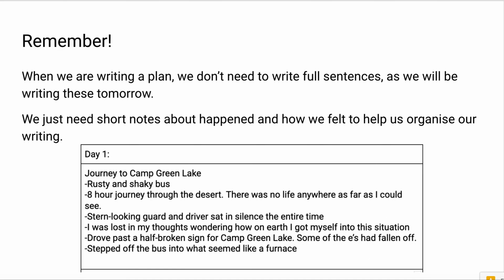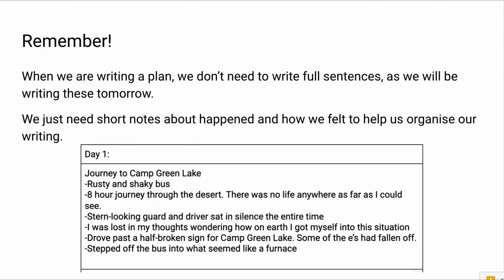Just that first section, the journey to Camp Green Lake. I've written that he was in a rusty and shaky bus, 8 hour journey through the desert. There was no life anywhere as far as I could see. A stern looking guard and driver sat in silence the entire time. I was lost in my thoughts, wondering how I got myself into this situation. Drove past a half broken sign for Camp Green Lake. Some of the letters had fallen off. Stepped off the bus into what seemed like a furnace.